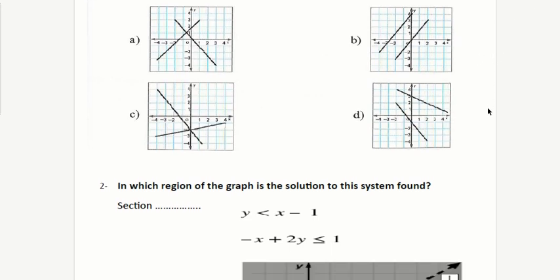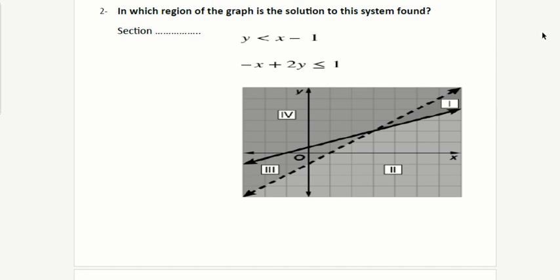The parallel is already done now. Question number 2. Let's read it. In which region of the graph is the solution to the system found? First of all, to solve such a problem, what you have to do in step 1? Anybody would like to tell? Change it to y equals mx plus b form, which he said right. Change it to slope-intercept equation. m is the slope, b is the y-intercept.